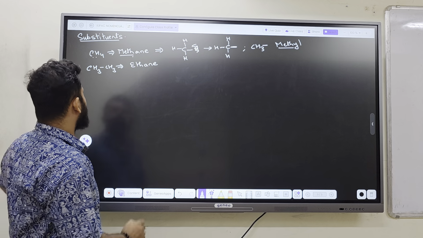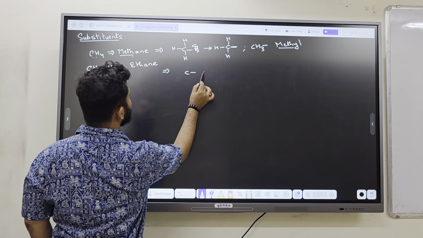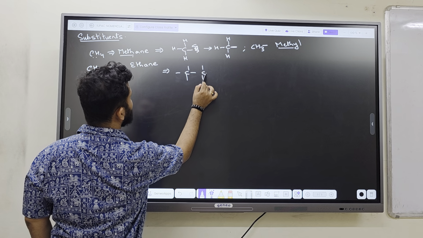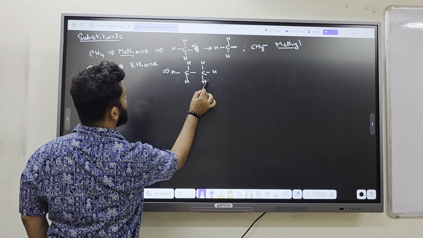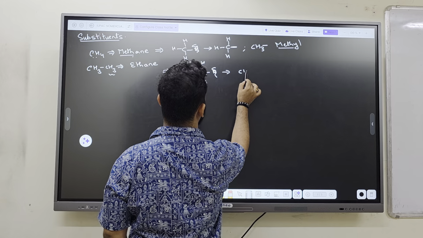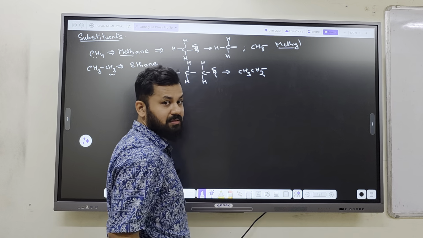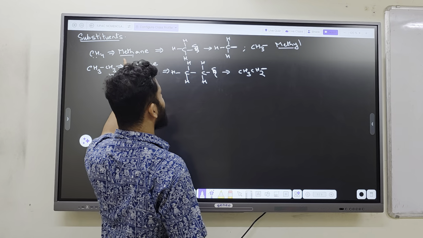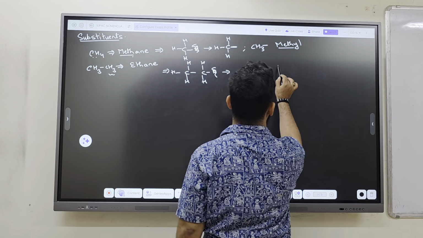Likewise, in case 2, I'll simply free one valency over here. I had CH3 like this. If I free one valency over here, what I'm left with is CH3 CH2 with a free valency. Very much like methane became methyl, ethane would become ethyl.